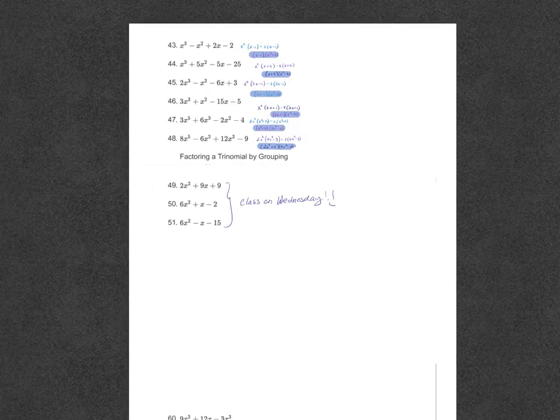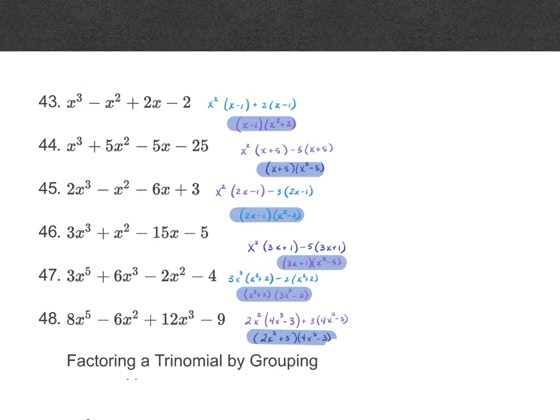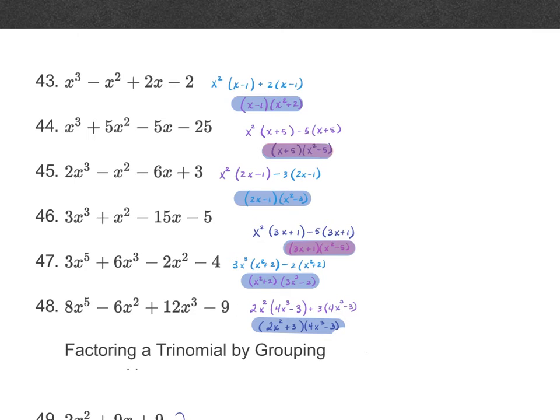30 is 4y minus 5 times 16y squared plus 20y plus 25. Then you factor by grouping. The evens there: 44 is x plus 5 times x squared minus 5. 46, 3x plus 1 times x squared minus 5. And 48, 2x squared plus 3 times 4x squared minus 3. And then I had you stop there because what's left is going to actually be in today's lesson.